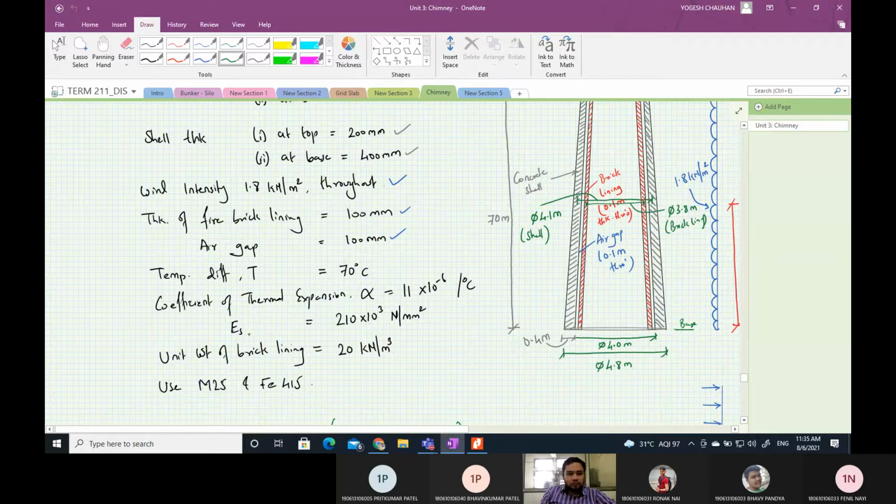ES, that is Young's modulus of steel, is 210 into 10 to the power 3 Newton per meter square. Unit weight of brick lining is given as 20 kilonewton per meter cube, and the grade of the concrete is M25 and grade of steel is Fe415.